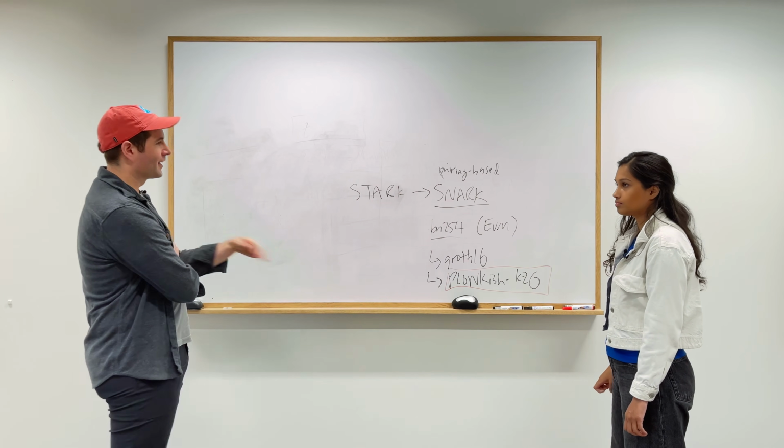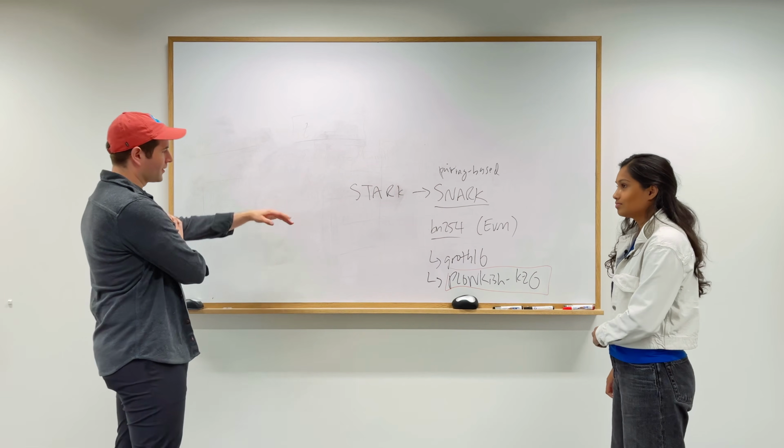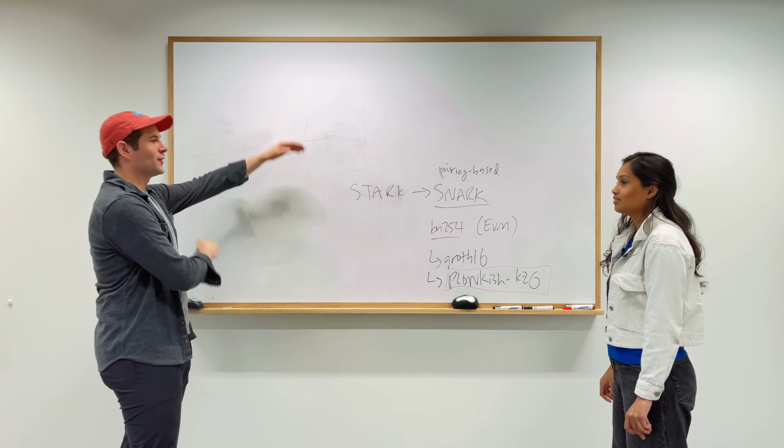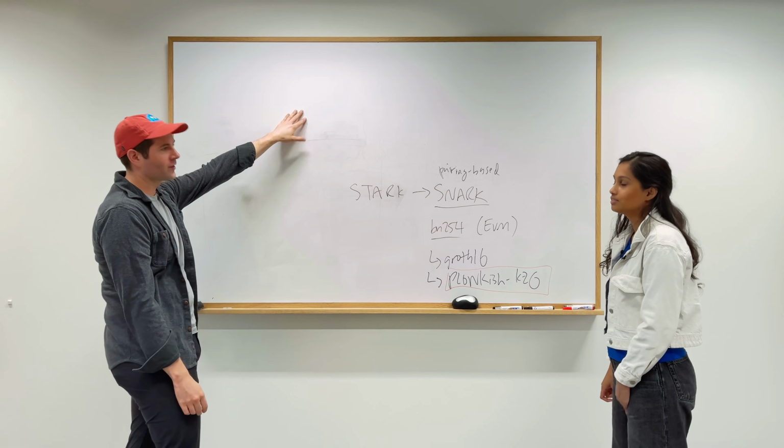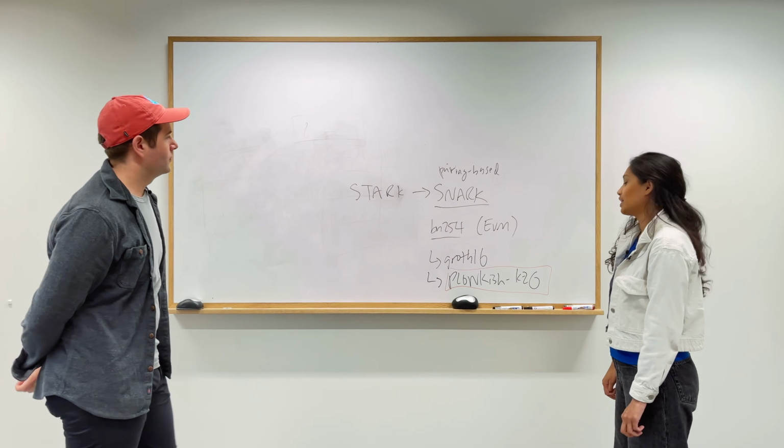Right, so you have yet another circuit. At the bottom you had your CPU circuit, then you had one that combines STARKs, and now you have one that takes a STARK into a SNARK, so you can verify it on the EVM. Yes. So that's the whole pipeline.